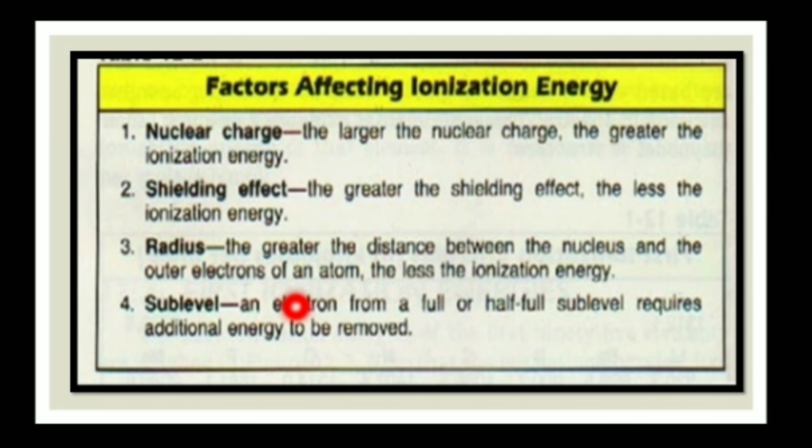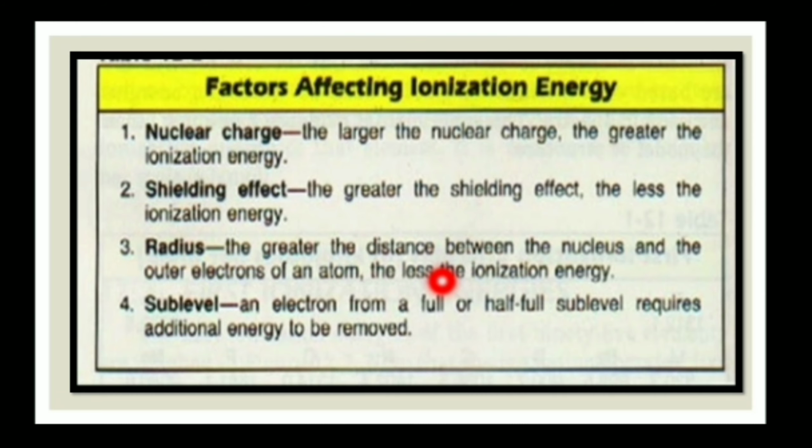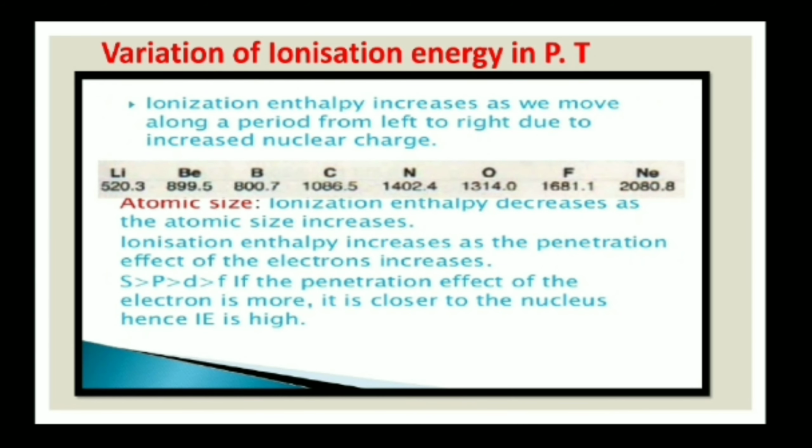Sublevel. An electron from a full or half-full sublevel requires additional energy to be removed. It means that if the orbital or the sublevel is full-filled or half-filled, more energy is required to remove that electron. Then the penetrating effect and the shielding effect. These two are the factors that affect the ionization energy.